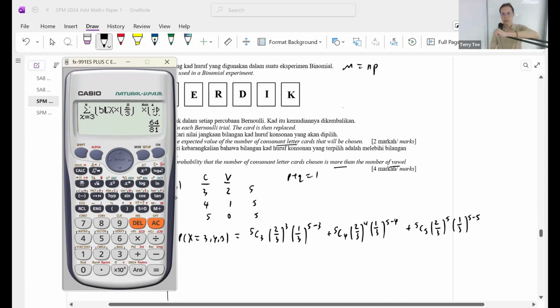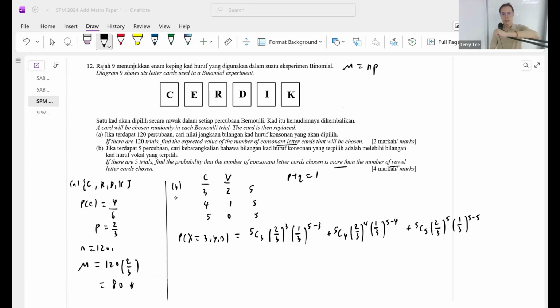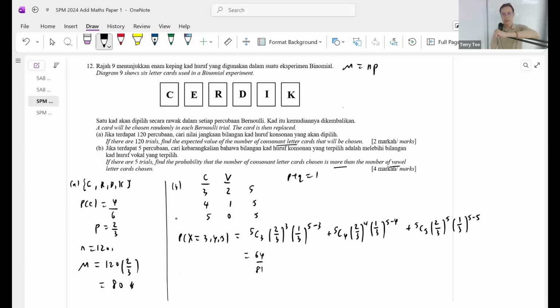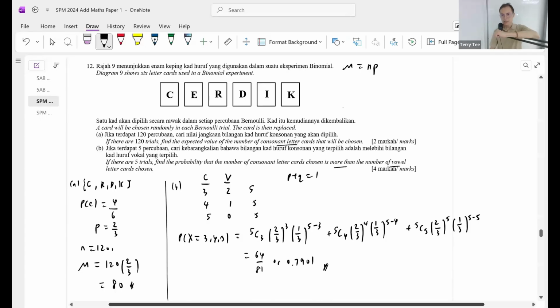Okay, 64 over 81. Let me check. Can we use our calculator to double check? 7901, right? Yeah, 64 over 81 or 0.7901. You can leave it in decimal, you can leave a fraction, doesn't matter.